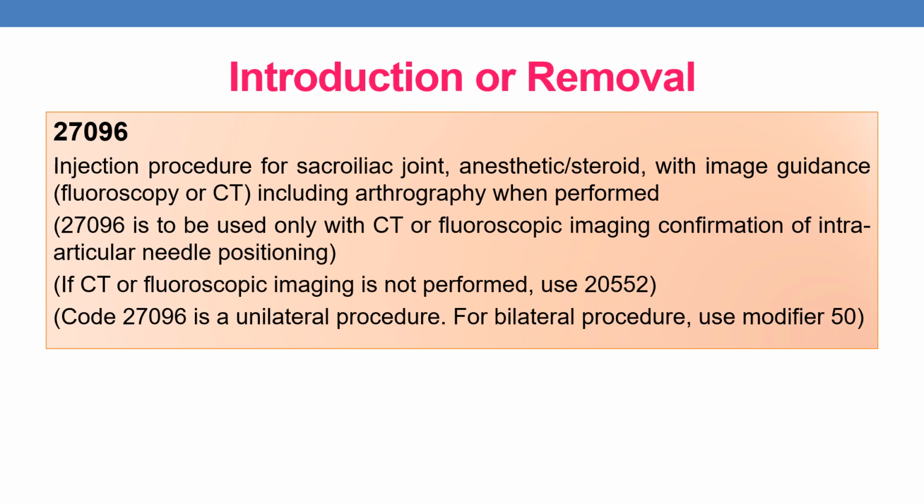The next CPT is 27096. It deals with injection procedure for sacroiliac joint, anesthetic or steroid, with image guidance, for example fluoroscopy or CT, including arthrography when performed. And 27096 is to be used only with CT or fluoroscopic imaging confirming extra-articular needle positioning. And if CT or fluoroscopic imaging is not performed, then you need to use 20552.